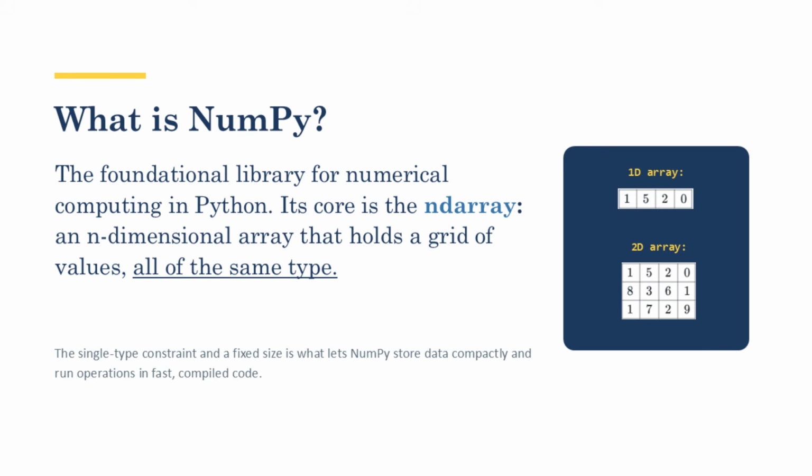Every element shares a single type, and the size is fixed once the array is created. These constraints are exactly what let NumPy store the data compactly and hand the arithmetic off to fast, precompiled code underneath instead of a slow Python loop.